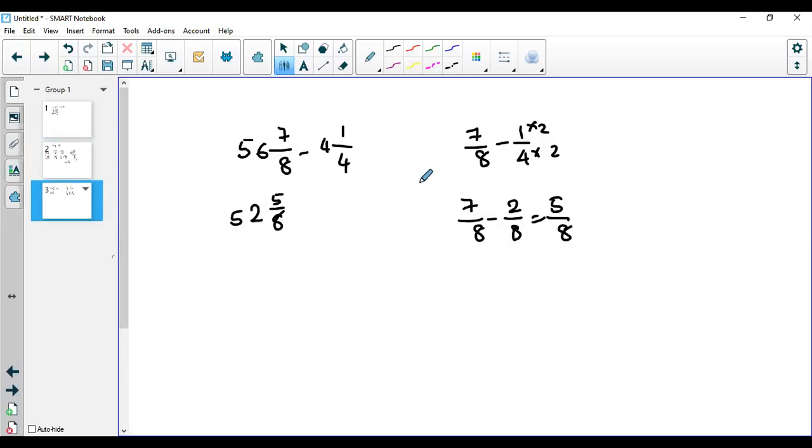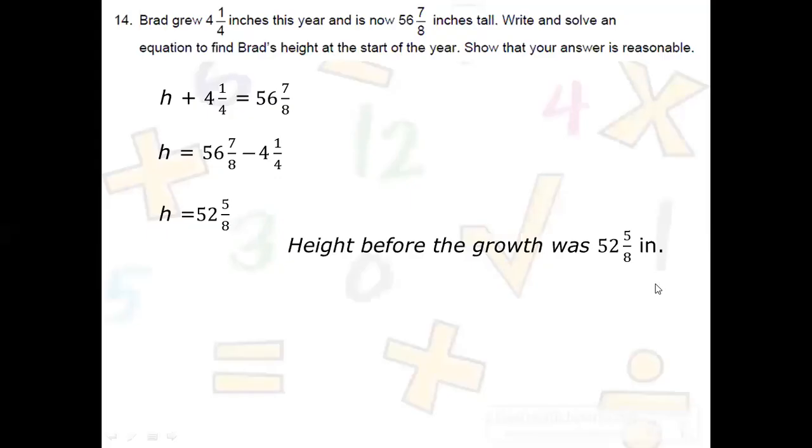In the shortcut way you will definitely go wrong if the numerator was smaller. For example, what if there was 1 here? 1 minus 2 you cannot do. So again you have to go back to the long way and do it. So this is only useful if the numerator of the first fraction is bigger. All right, hopefully that's clear. So let's move on to the next question.